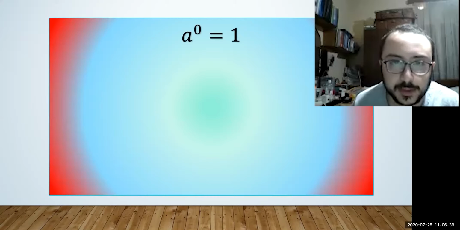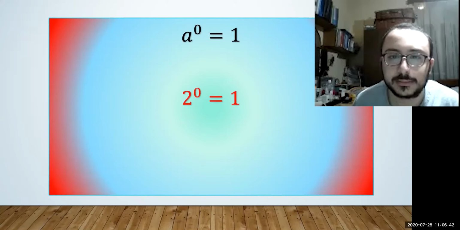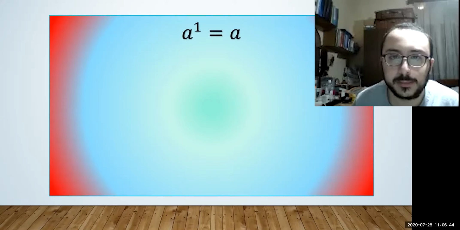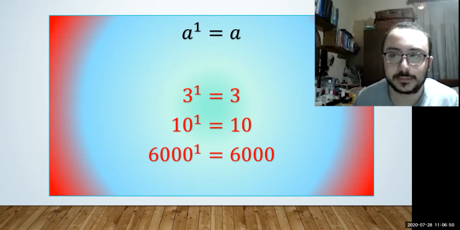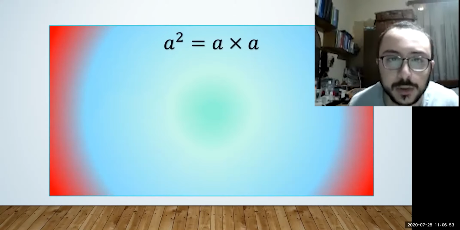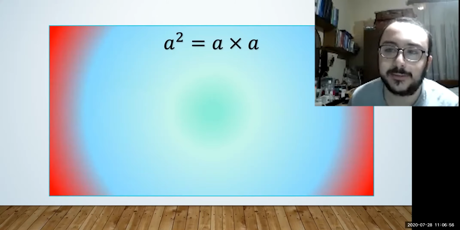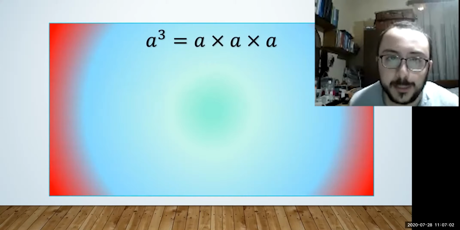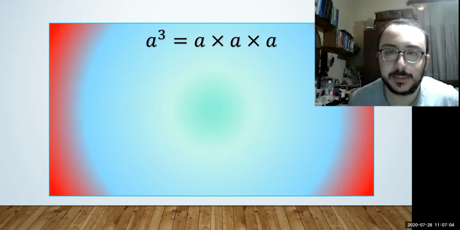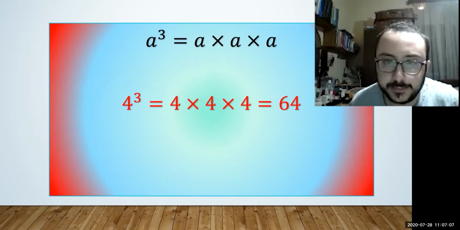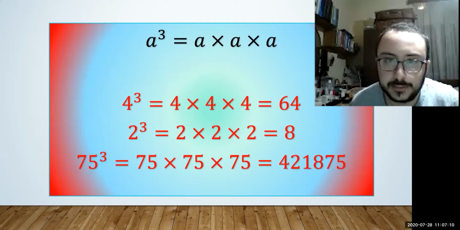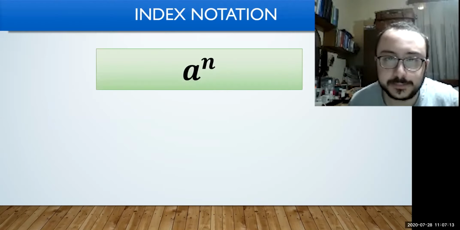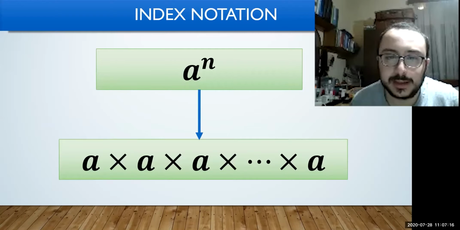And we saw that any number power 0 is equal to 1. Any number power 1 is equal to itself. Any number power 2 is multiplied by itself. Any number power 3 is multiplied by itself 3 times. And so any number power n is multiplied by itself n times.